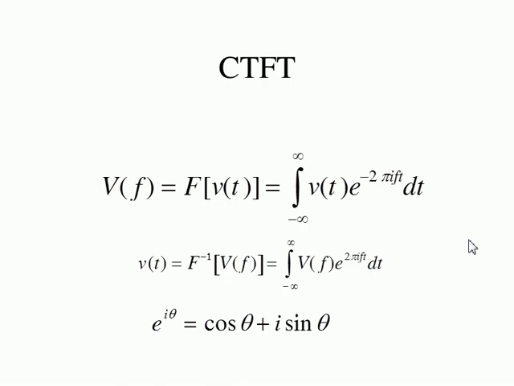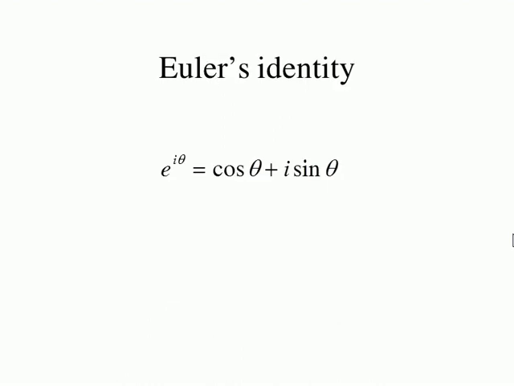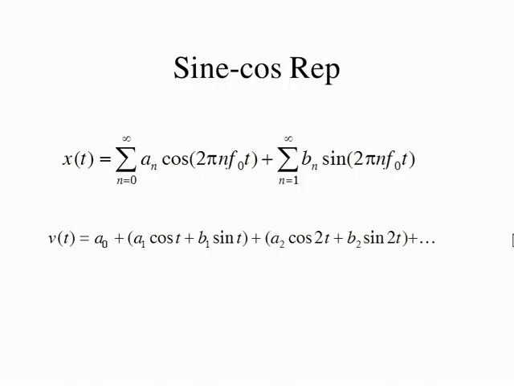Similarly, you can do the inverse Fourier transform with practically the same code. Another integral, only the kernel has changed sign. So instead of e to the minus i theta, it's e to the i theta. So Euler's identity is key for doing this.